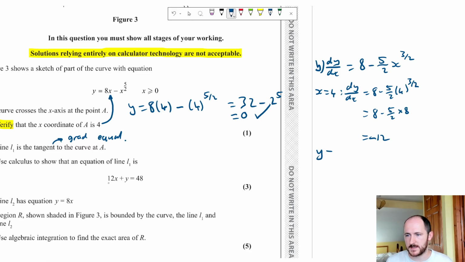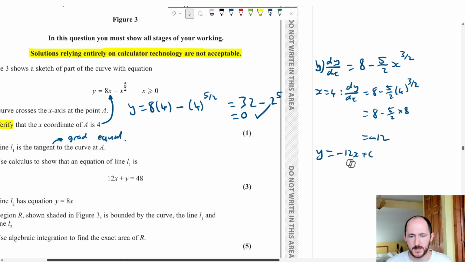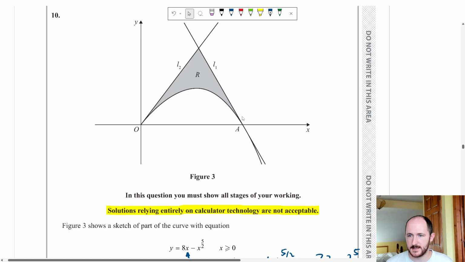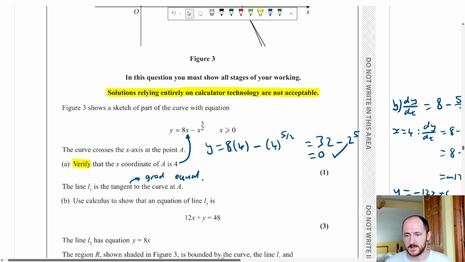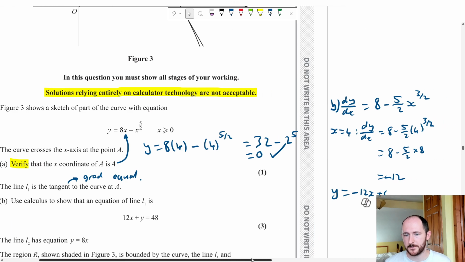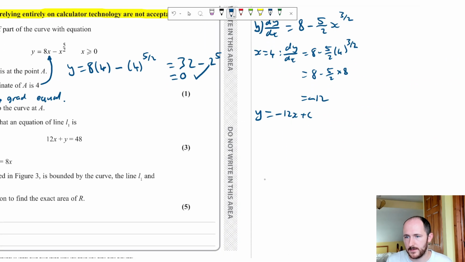So if we use y equals mx plus c now, we get y is equal to minus 12x plus c. Now we need to find a coordinate. I don't have a coordinate just yet. A, the x-coordinate is 4. I could sub that in, but remember we already verified that the y-coordinate is 0, so why don't we choose x equals 4, y equals 0. So we get 0 equals minus 12 times 4, so that means c is equal to 48. So we have y equals minus 12x plus 48.